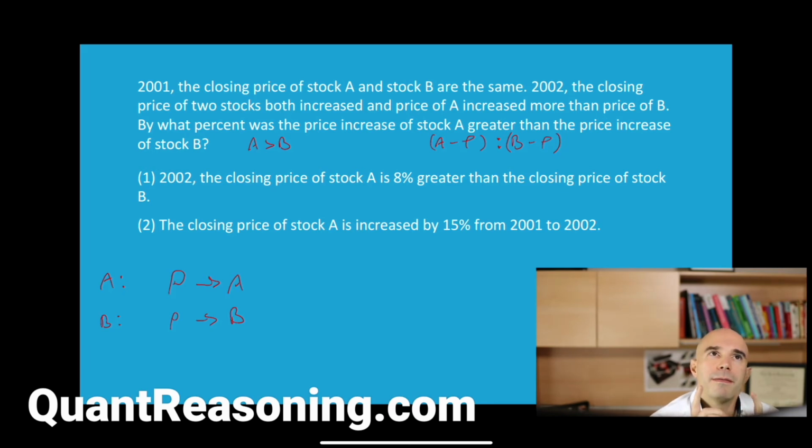Because if I find the ratio of A to B, that might not be enough to find the ratio of A minus P to B minus P. Think about that. If you know the ratio of two things, can you infer from that the ratio of each of those things minus some number?